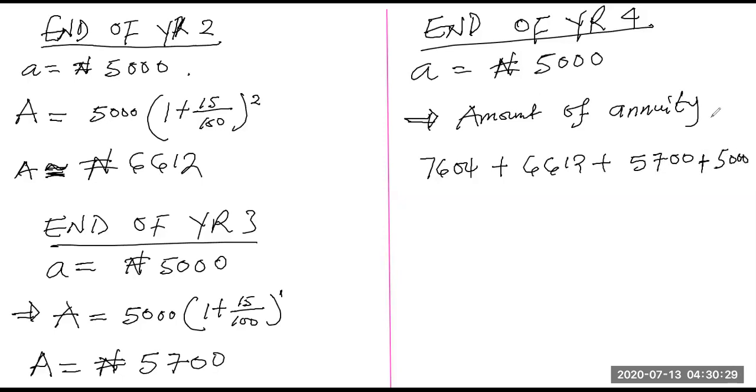And of course, when we add all this together, 5,000 plus 7,604, plus 6,612, plus 5,700, what do we have? We have 24,916. So this is what we have.